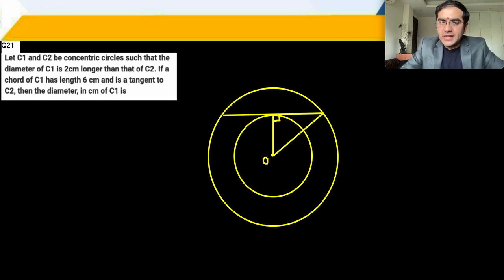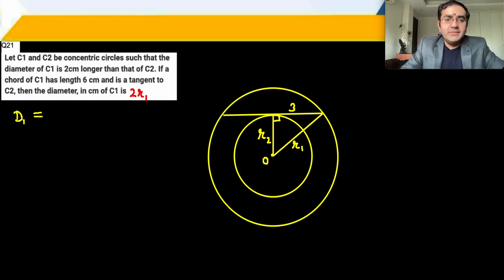Obviously center to tangent is 90 degrees. Radius for the bigger circle is R1, smaller one is R2. And when the chord is of length 6 centimeters, when I draw a perpendicular from the center to the chord, it is going to bisect it. So ये 3 हो जाएगा. And it is asking diameter of C1 क्या है, which means 2R1. We have to calculate 2R1. ठीक है? Let's solve. Pythagoras लगाएंगे, you are done.